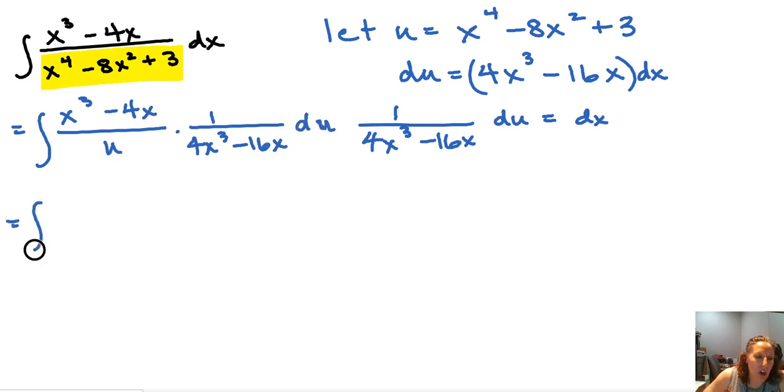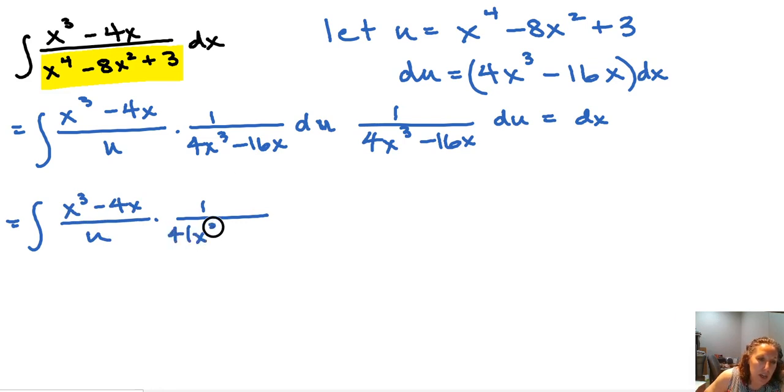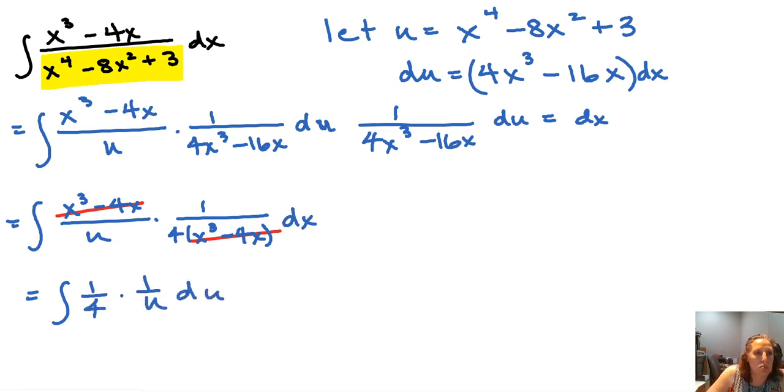And then I do see that I've got a greatest common factor in that denominator, so I'm going to go ahead and factor that out. And so the GCF of 4x cubed minus 16x is 4 times x cubed minus 4x. And that is what we have in the numerator there, so we can divide top and bottom by that. And we're left with the integral of 1 over 4 times 1 over u du. For some reason my du became a dx.